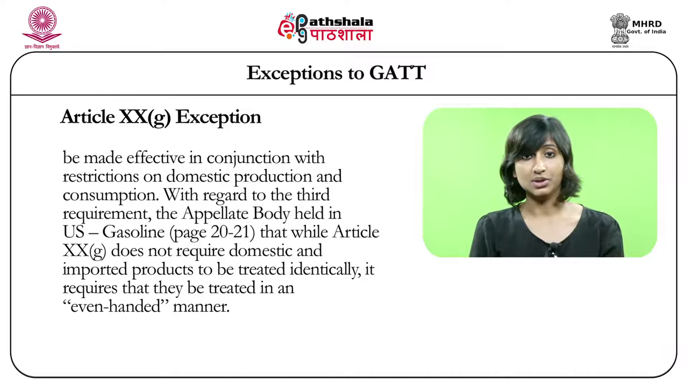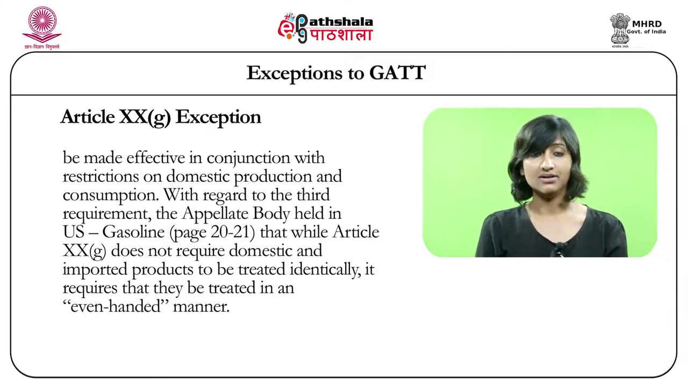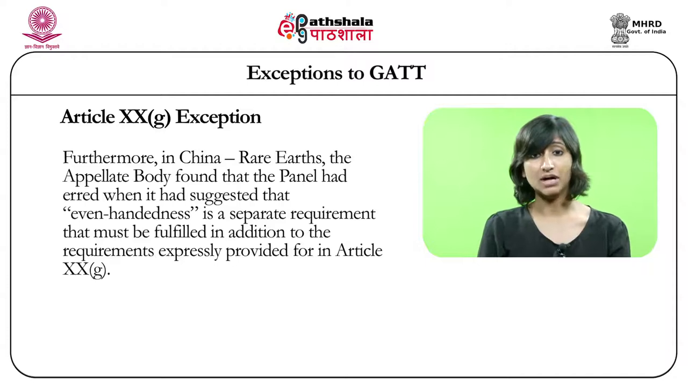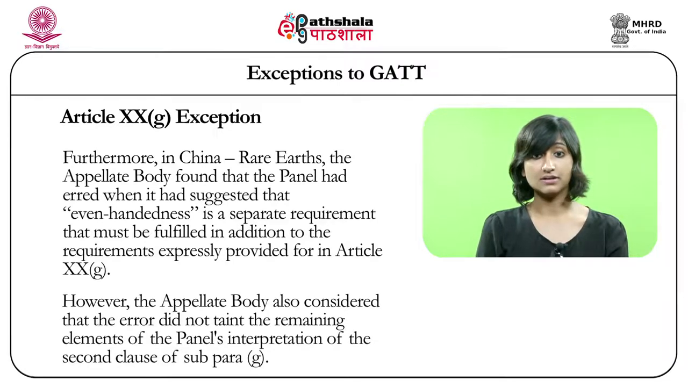With regard to the third requirement, the Appellate Body held in US Gasoline, pages 20 to 21, that while Article 20(g) does not require domestic and imported products to be treated identically, it requires that they be treated in an even-handed manner. Furthermore, in China Rare Earths, the Appellate Body found that the panel had erred when it suggested that even-handedness is a separate requirement that must be fulfilled in addition to the requirements expressly provided for in Article 20(g). However, the Appellate Body also considered that the error did not taint the remaining elements of the panel's interpretation of the second clause of subparagraph (g).